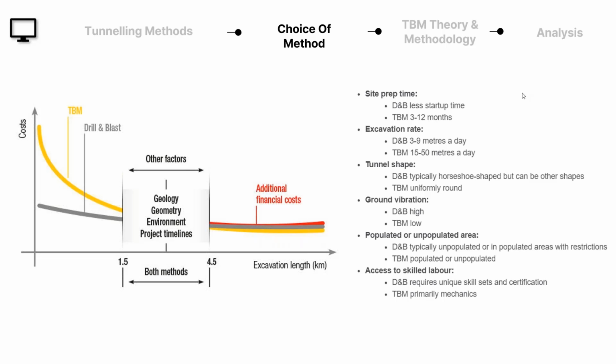TBMs have relatively low ground vibration, but it again depends on what kind of soil or overburden the TBM is working in. But if you compare both, TBM will be lower in terms of ground vibration. Next is the choice of method in terms of area localization.